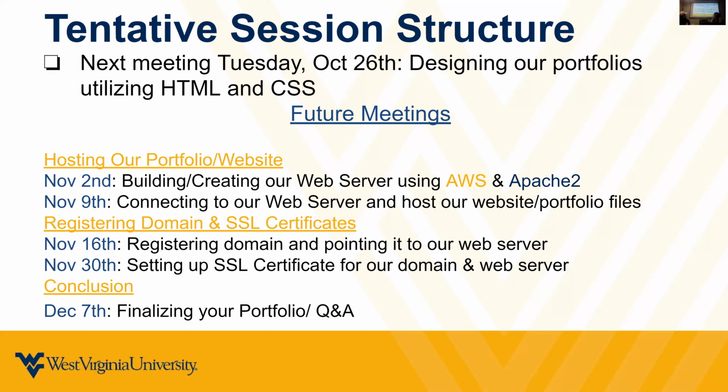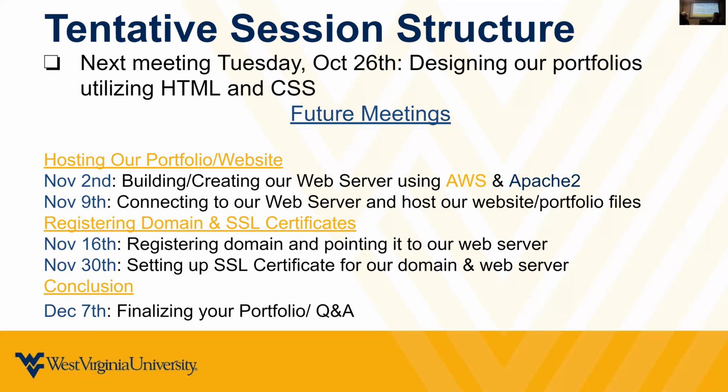And then on the 9th, we're going to be connecting to our web server, and that's when we'll be hosting our website and portfolio files. So that first meeting on the 2nd will be just building and creating our web server and getting it deployed. Then the second meeting for that topic will be connecting to it with Putty, that I explained in the previous slide, and using FileZilla, the other program, to drag our files from our desktops or laptops onto our server so people can publicly access your portfolio.